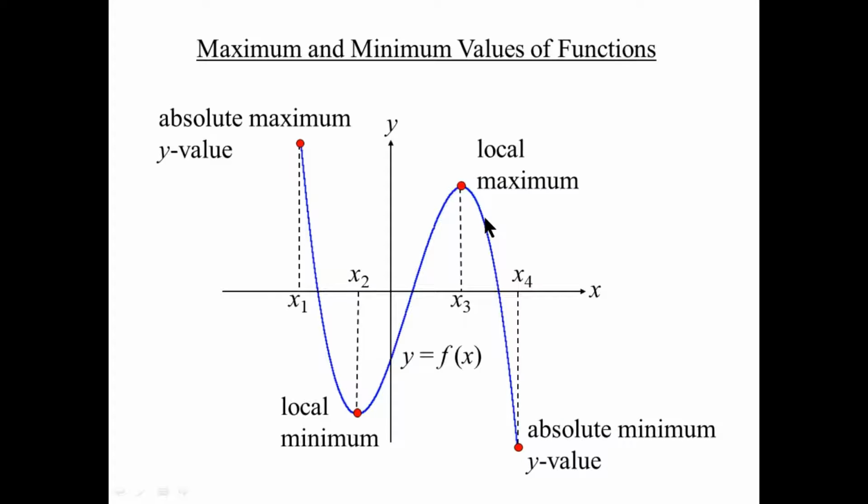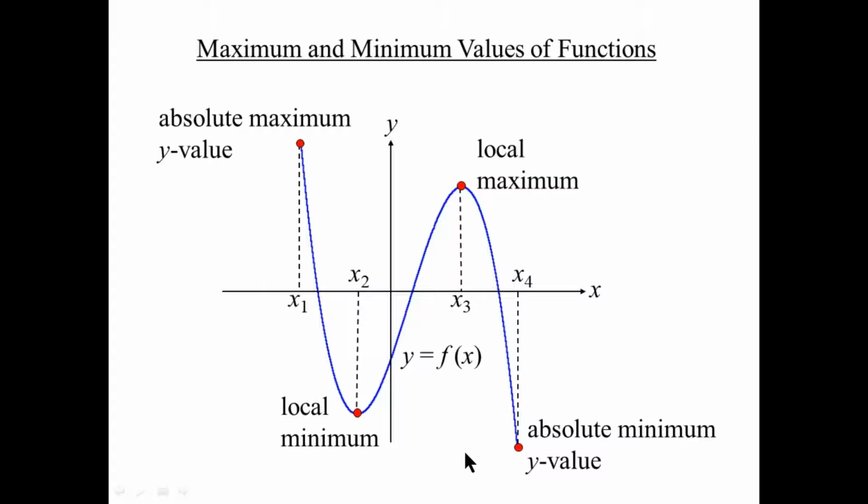And on the end here, we have an absolute minimum at x4. The y value here is lower than all the other y values, so this is the absolute minimum y value.